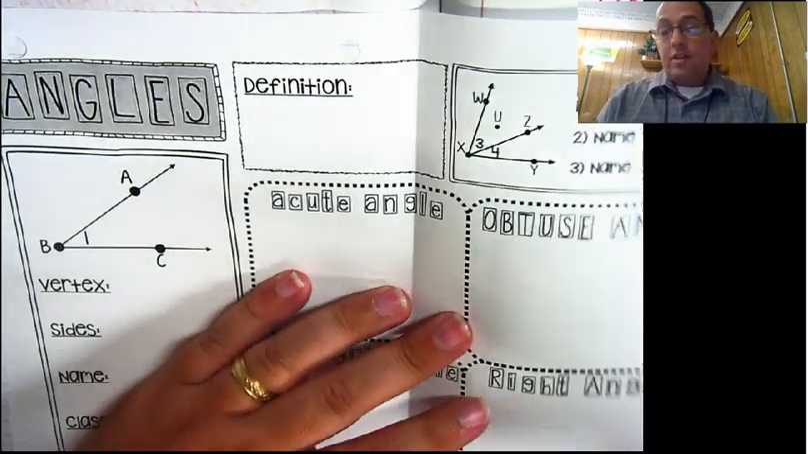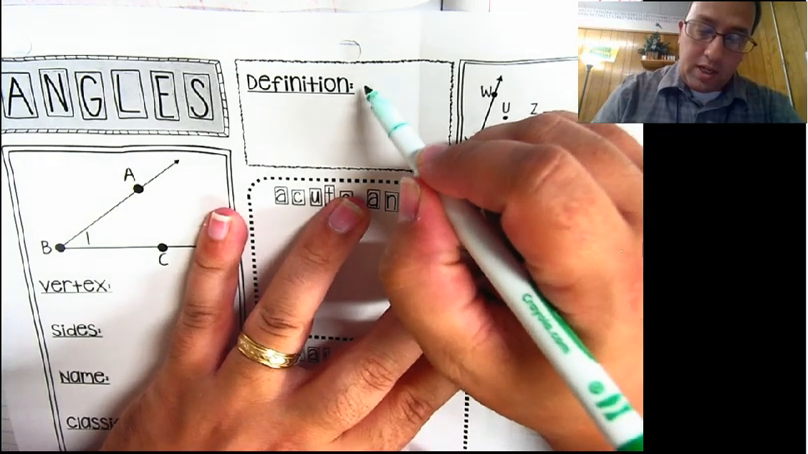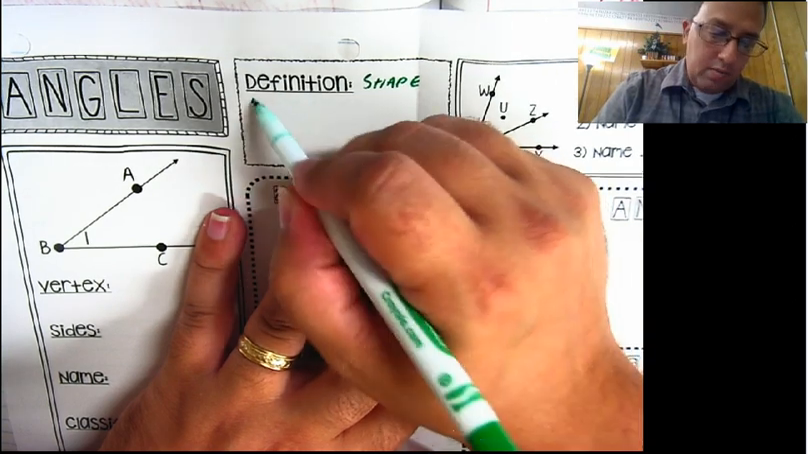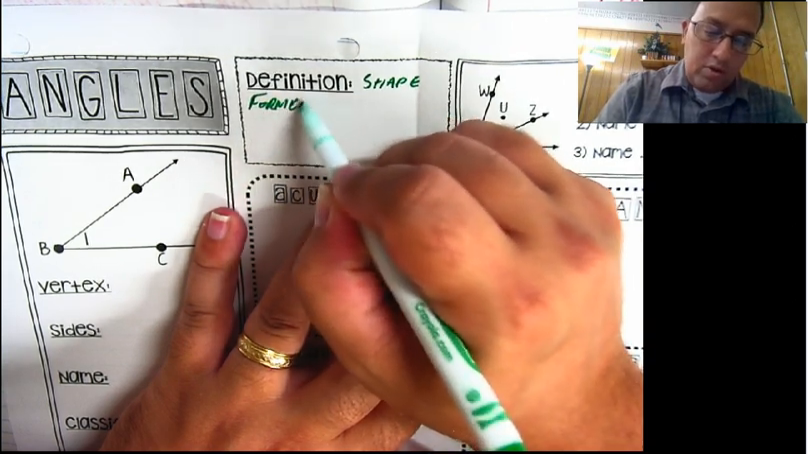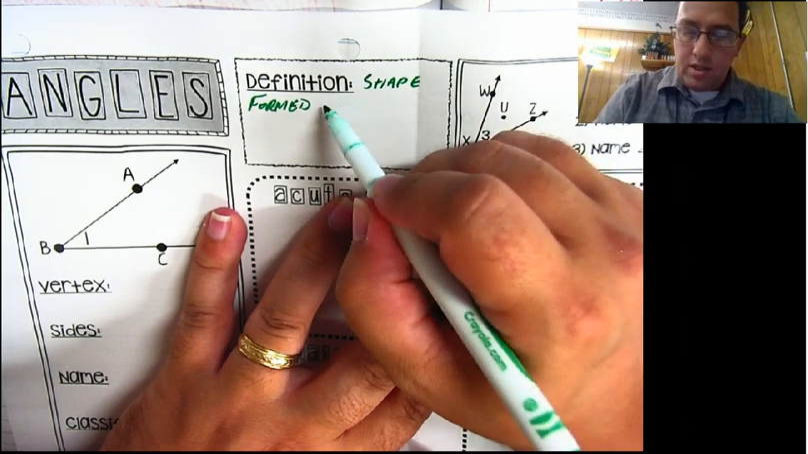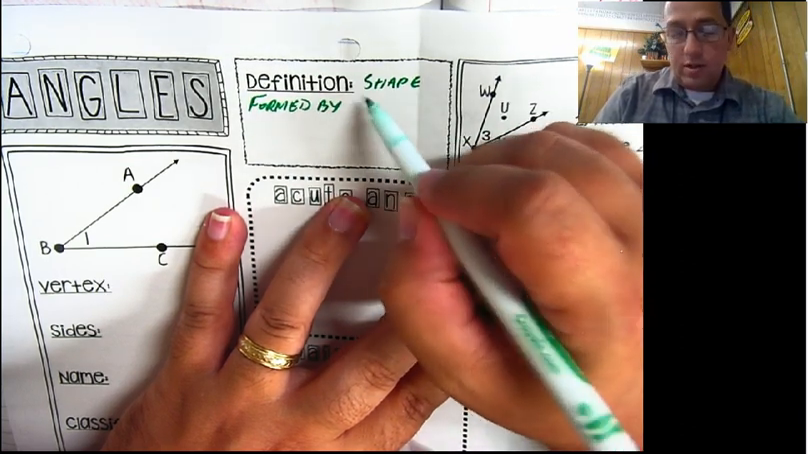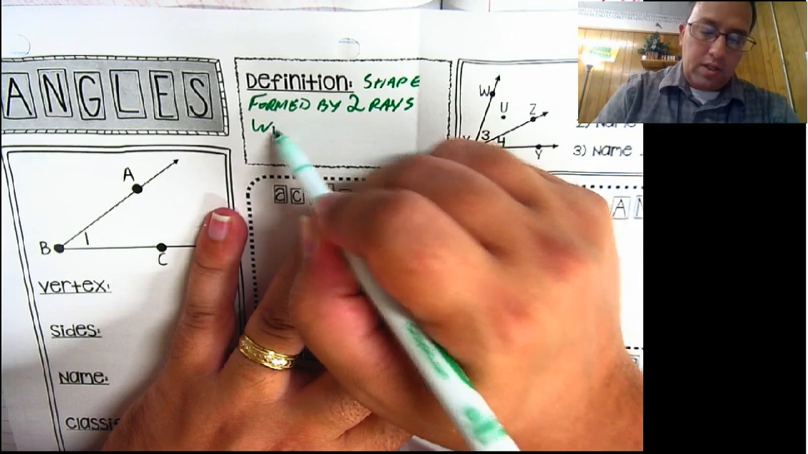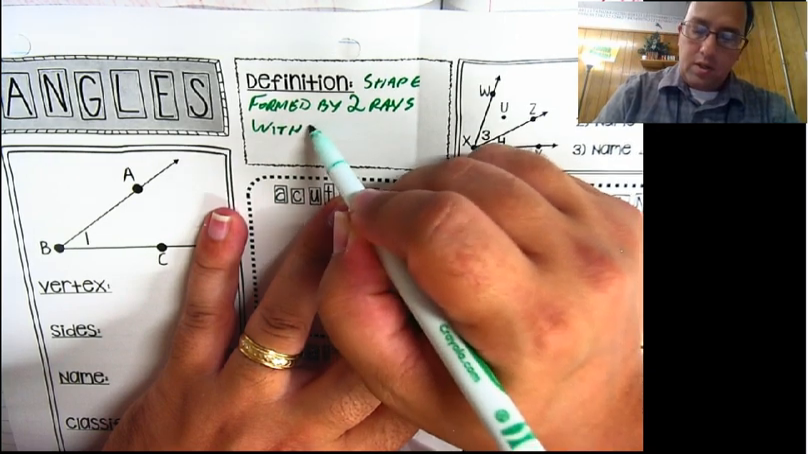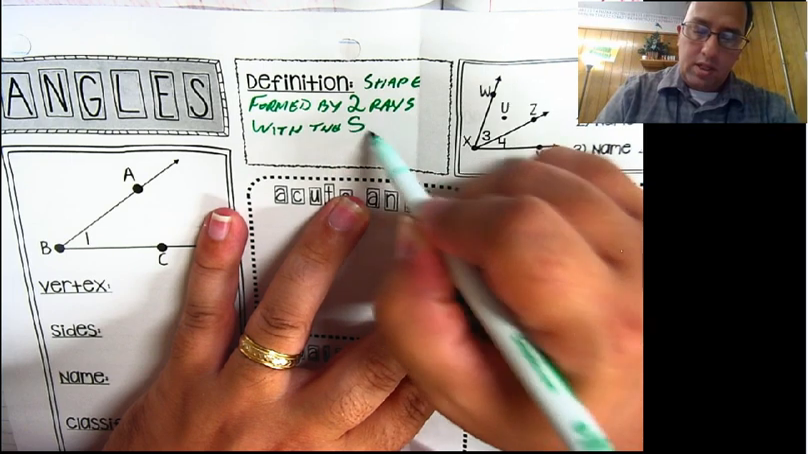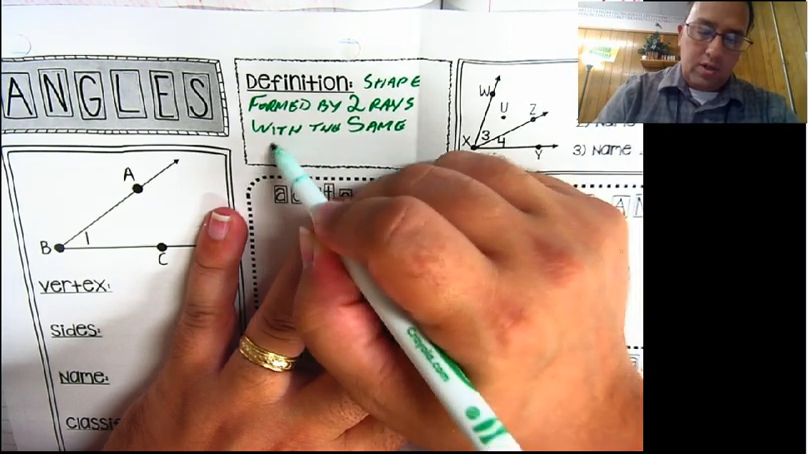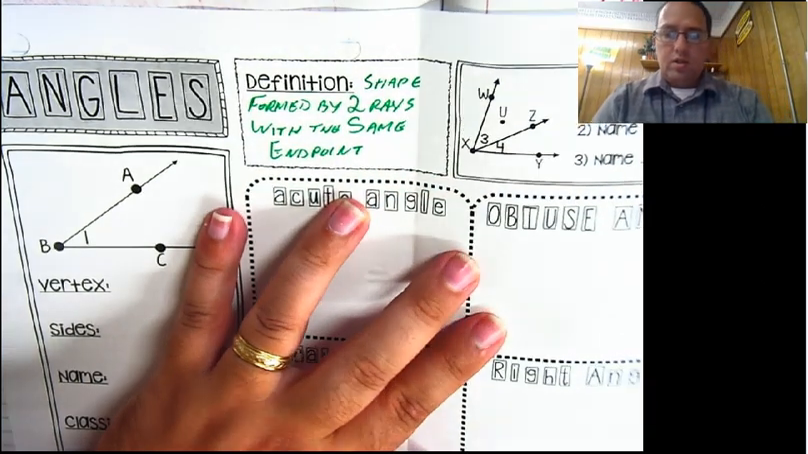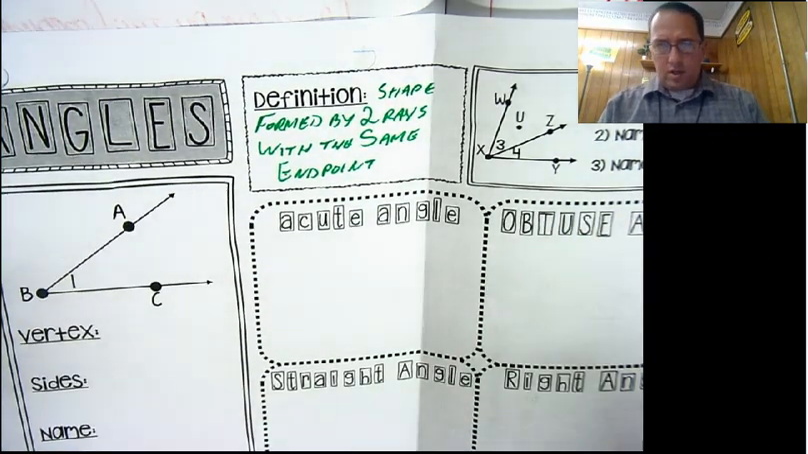So, definition of an angle: this is a shape that is formed by two rays with the same endpoint. That is, two rays with the same endpoint.